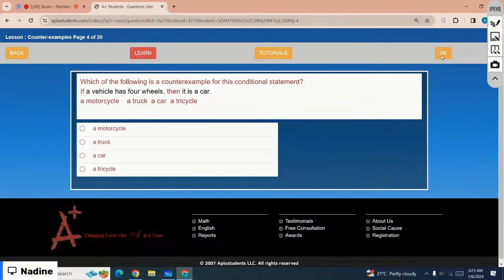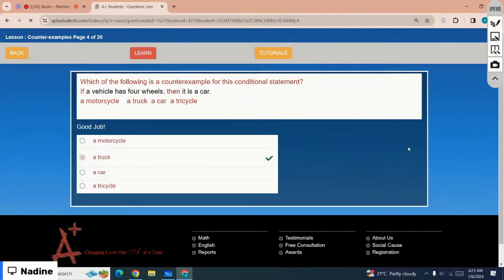Which of the following is a counterexample for the conditional statement? If a vehicle has four wheels, then it is a car. So, which is the correct option? For the motorcycle, the hypothesis is false. For the truck, the hypothesis is true, but this is not a car. So, the correct option is truck, because a truck has four wheels, but it isn't a car. Got it?